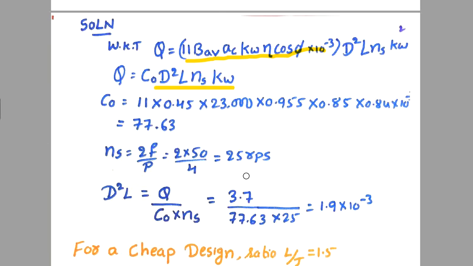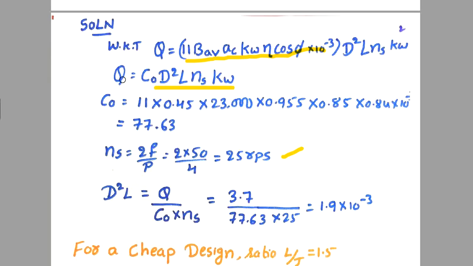Yes, this I will get as 77.63 by applying all. Now, how will we convert RPM into RPS? Just divide by 60. Here, for NS, we know the formula NS equals 120F by P. So NS equals 2F by P, which is 2 into 50 by 4, where 4 is the given number of poles. It is 25 RPS.